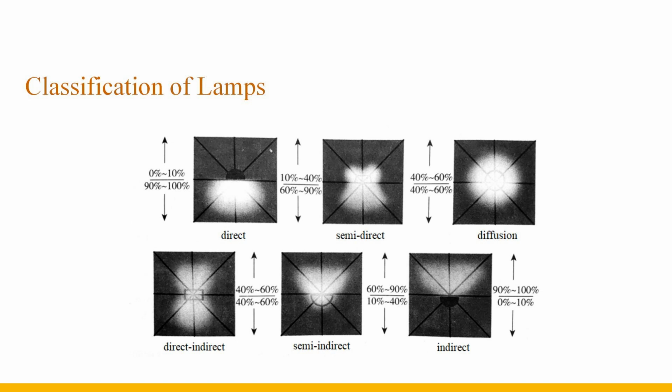Diffuse lamps emit 40% to 60% of the luminous flux downward, and are made of diffused transparent materials. Semi-indirect luminaires emit 10% to 40% of the luminous flux downward. The upper part of the luminaire is made of transparent material or open, and the lower part is made of diffused transparent material. Indirect luminaires emit less than 10% of the luminous flux downward, and are made of opaque materials, sending almost all the light upward.